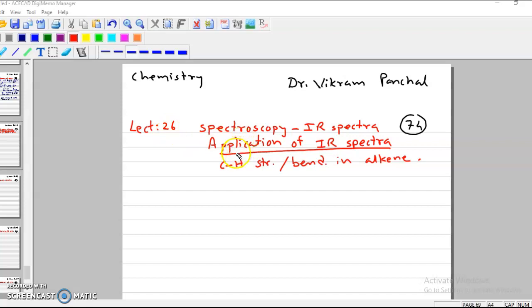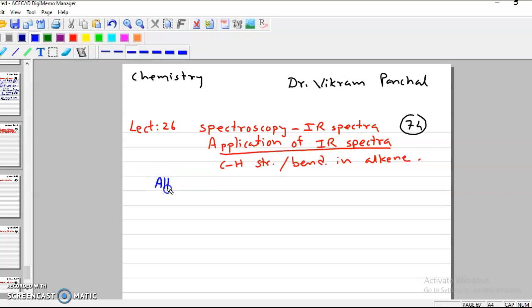In this lecture, I will again explain the application of IR spectra. In the previous lecture, I explained the application of IR spectra, particularly CH stretching and bending in alkane. Now we will go ahead with CH stretching and bending in alkene. So what happens in alkene? Let us see this.